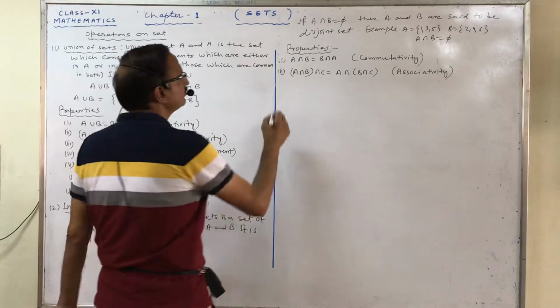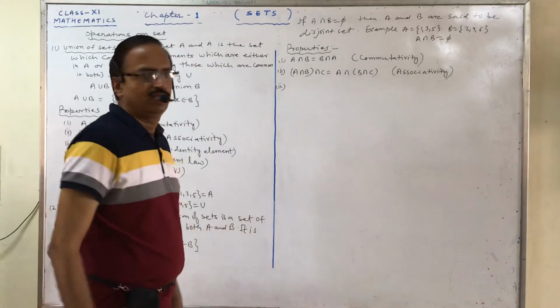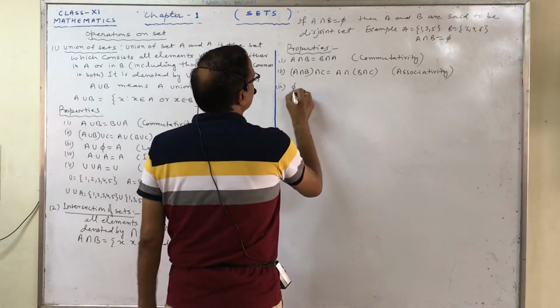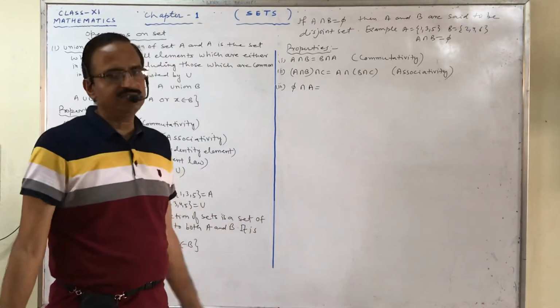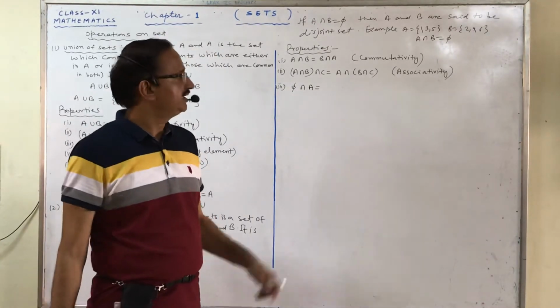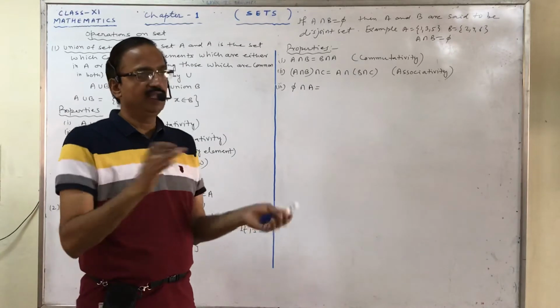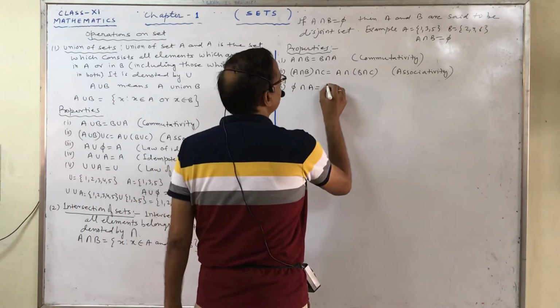Third one, phi intersection A. Phi means null set, means no element, and its intersection with A. What is common in null set and A set? Nothing is common. So the intersection is phi.